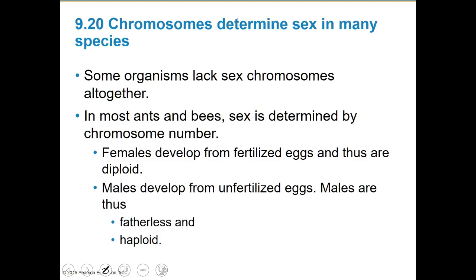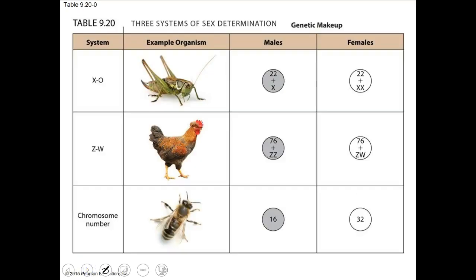Some organisms lack sex chromosomes altogether. So in most ants and bees, sex is determined by chromosome number. This is fascinating to me. Females develop from fertilized eggs and males develop from unfertilized eggs. So the whole point is that the females will be diploid and the males will be haploid. It's crazy. They also don't have fathers, so it makes this whole thing nutty. Like all the females are 3/4 related to all the offspring. Yeah, that's why they have more investment. The females are the only ones that sting, but they have that investment.